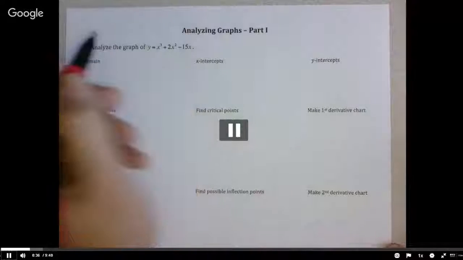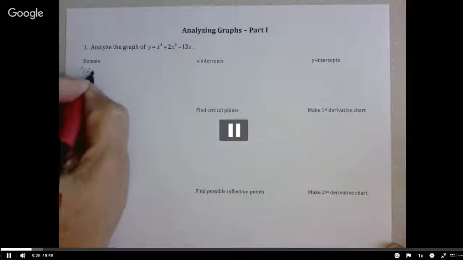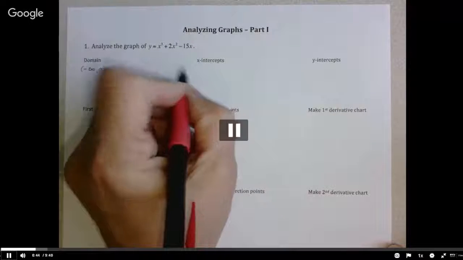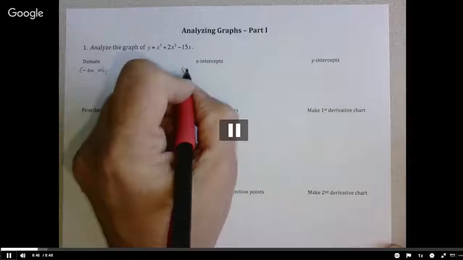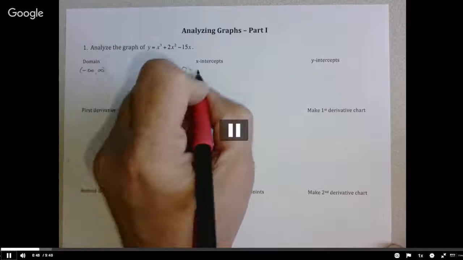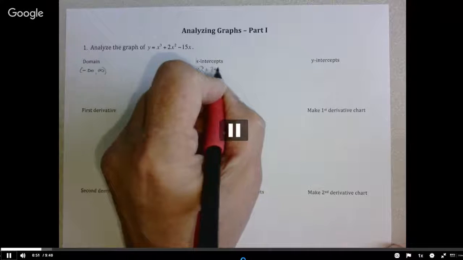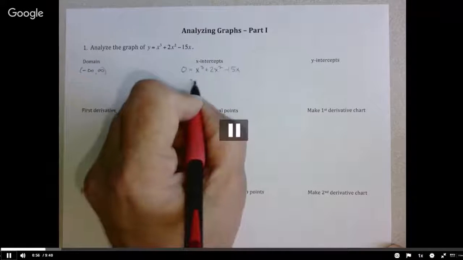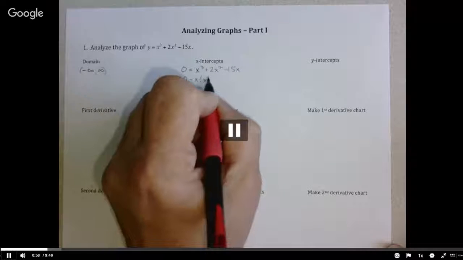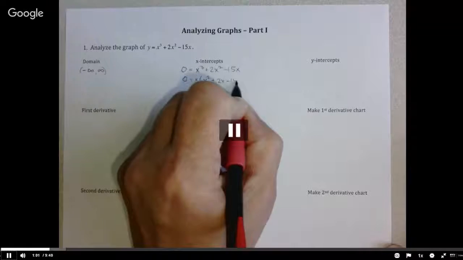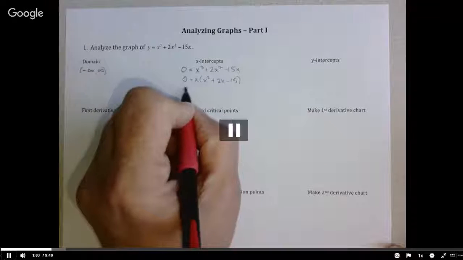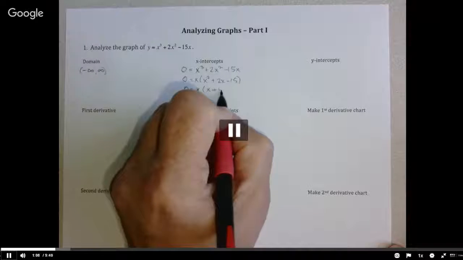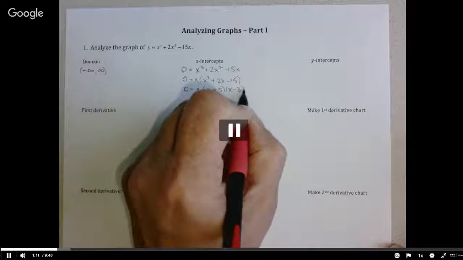So first, this is a cubic function. That means its domain is from negative infinity to positive infinity. And its x-intercepts will be found where y is equal to 0. So let's set y equal to 0 and solve for x. I can factor out an x. I'm left with x squared plus 2x minus 15, and I'll bet that factors. We'll have x plus 5 and x minus 3.